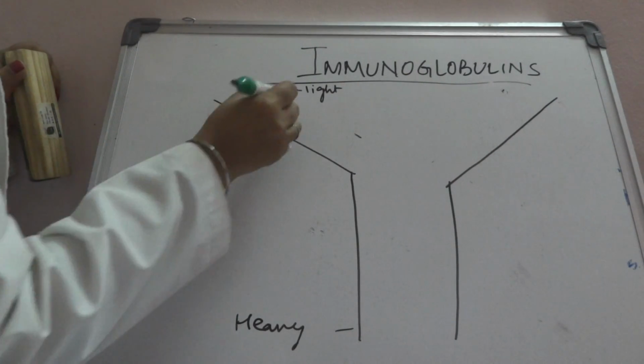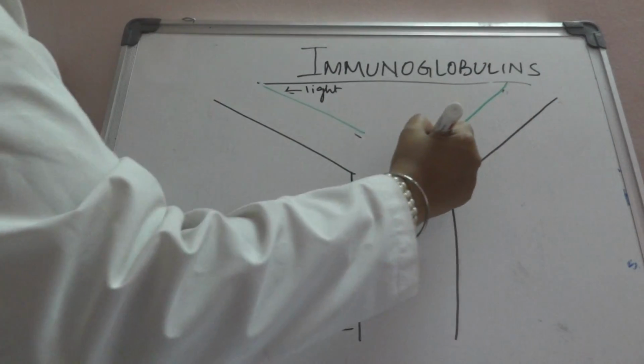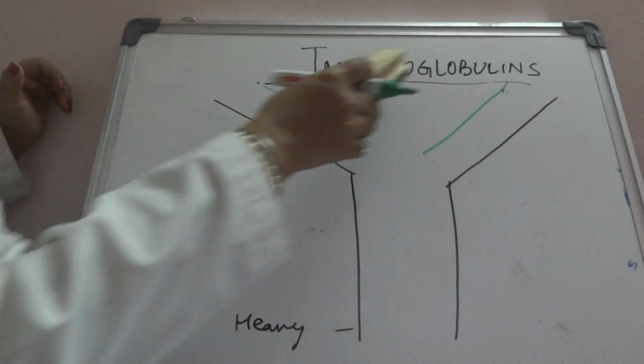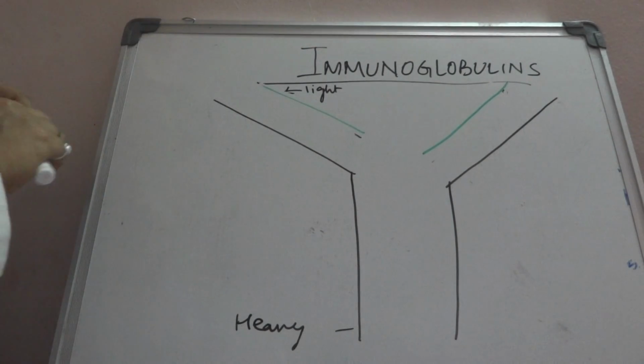Because it is a light chain, we draw it with the light color. So 2 light chains. So one heavy chain, second heavy chain, one light chain, second light chain. So 2 light chains, 2 heavy chains. We have formed the Y.